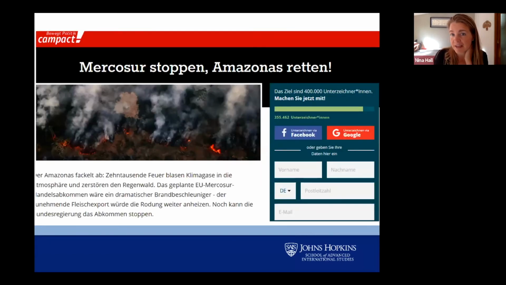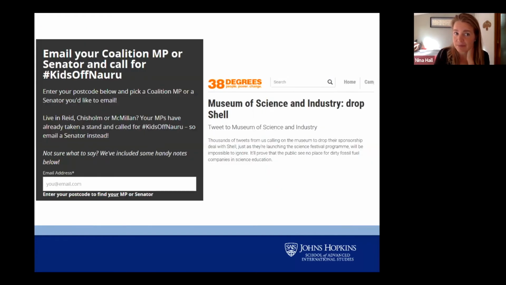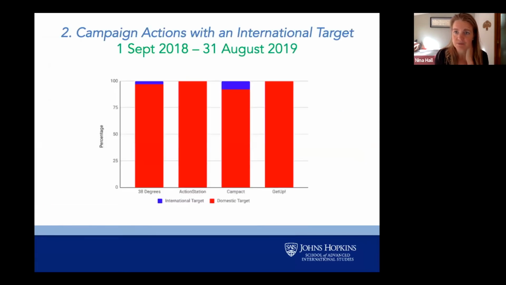So an example would be trade campaigns. This is Campact in Germany trying to stop Mercosur, which was a trade agreement between the EU and South American countries. GetUp on refugee rights, getting kids out of Nauru, which is a detention camp. And another one in the UK about a museum dropping Shell as a sponsor because it's implicated in climate change. So they're campaigning on these transnational issues.